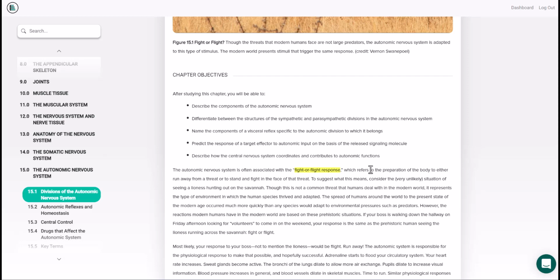Now, the other side of this is the parasympathetic. And the parasympathetic nervous system is also called the rest and digest. This is the component of your autonomic nervous system, the division, that is more active when you're relaxed, more active when you are resting or when you are eating or digesting a meal. So you already know what happens. It's pretty much the exact opposite.